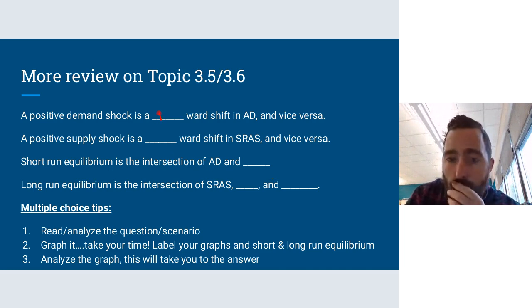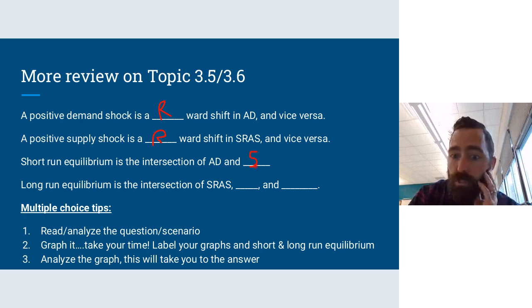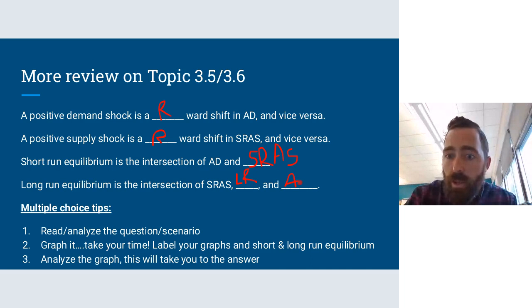Okay, so a positive demand shock. Anytime we're thinking positive, we're thinking a rightward shift. Remember, rightward shift, regardless of whether it's supply or demand, is positive. So anytime you hear positive, it's moving to the right, like up and to the right with supply or demand. Positive supply shock is also a rightward shift. Okay. Short-run equilibrium is the intersection of aggregate demand and short-run aggregate supply. And long-run equilibrium is the intersection of short-run, long-run aggregate supply, and aggregate demand. Not bad without a text box, if I do say so myself.